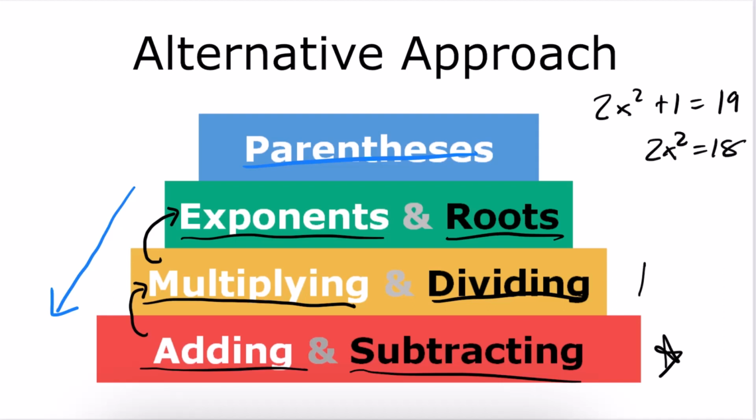Then you would undo the multiplication by dividing, which gives you x squared equals 9. And then you would undo the exponent by taking the square root of both sides, which gives you x equals 3. And technically, x also equals negative 3, so there'd be two solutions there. But basically, when you're solving equations, you work backwards from the order of operations. And so having this structure in mind can be really helpful for students later on.